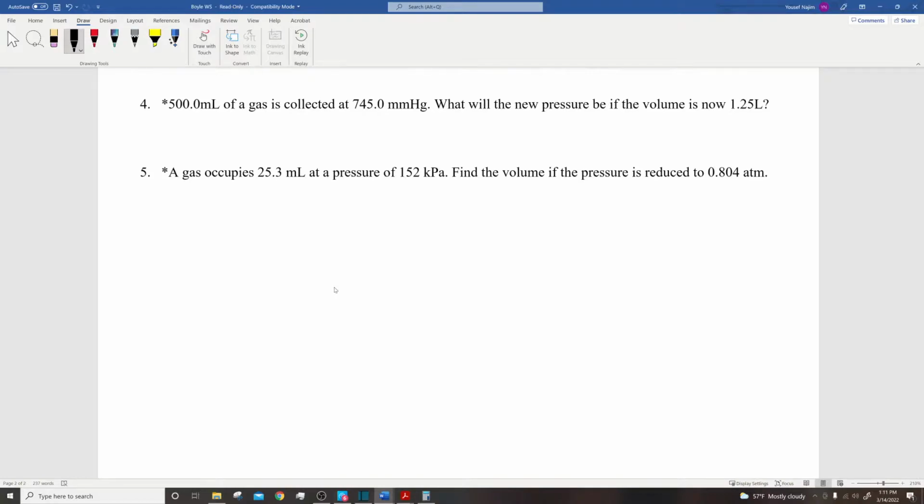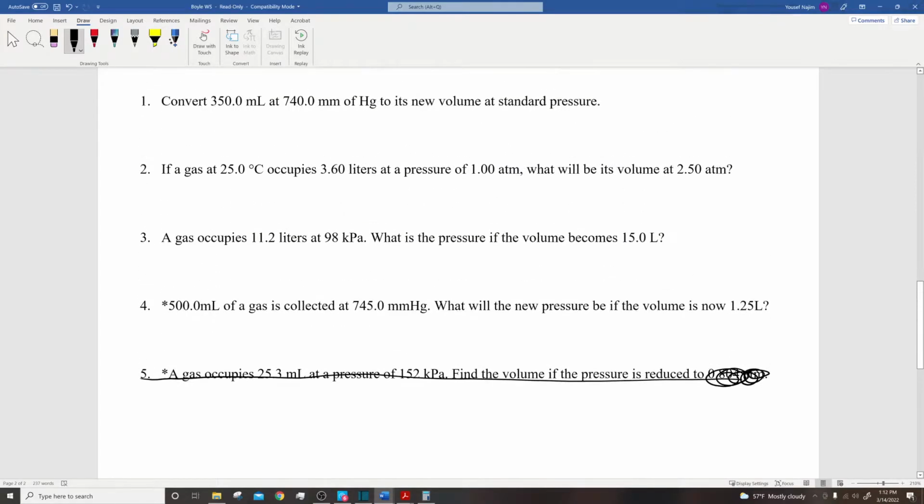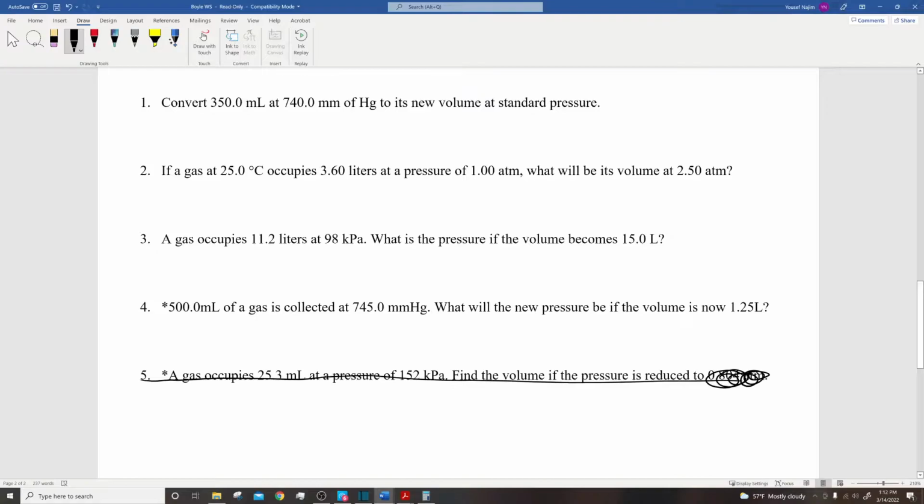So number 5 says a gas occupies 25.3 milliliters at a pressure of 152 kPa. Find the volume if the pressure is reduced to 0.804 atm. This is actually not a good problem because, and I'm sorry, I made this worksheet in a hurry. So number 5, you can go ahead and cross this out. The reason for that is I don't want you to have to worry about pressure conversions. So we're just going to leave that one out. Let's solve another one that doesn't require a pressure conversion.